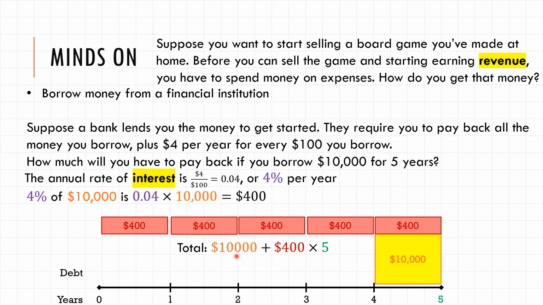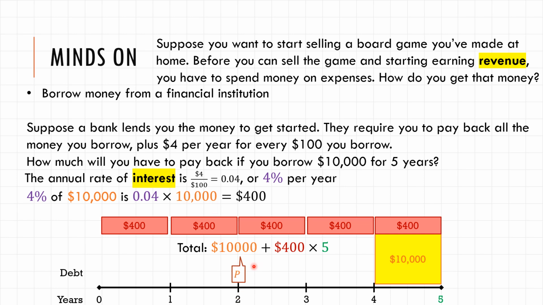$10,000. That's our principal. That's the amount that we borrowed at the start. Plus $400 times 5, times the number of years. How did we calculate $400? We took 0.04, that's the interest rate, and multiplied it by the principal.